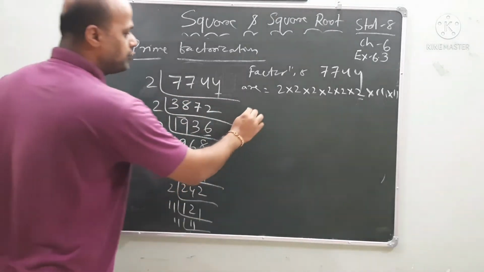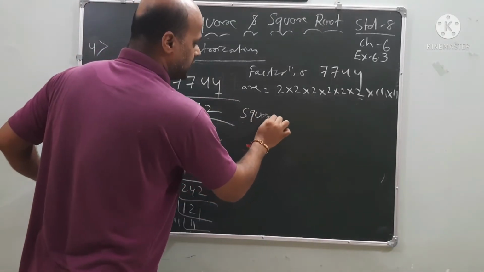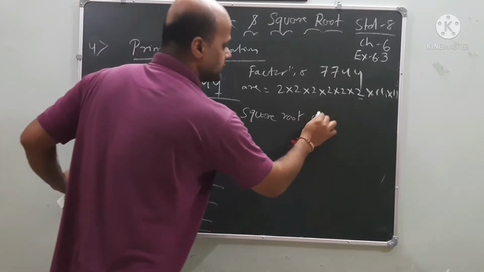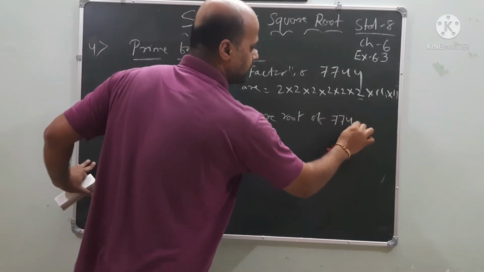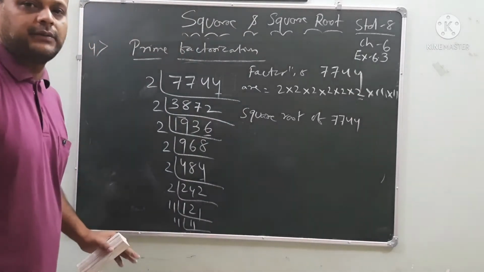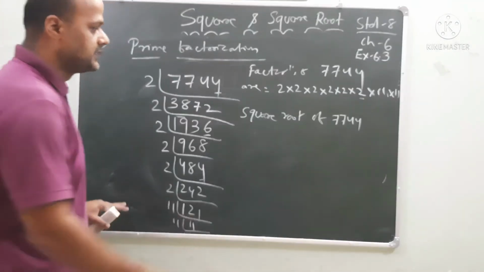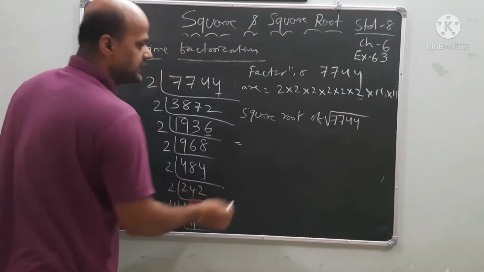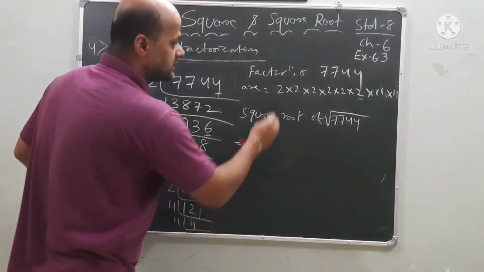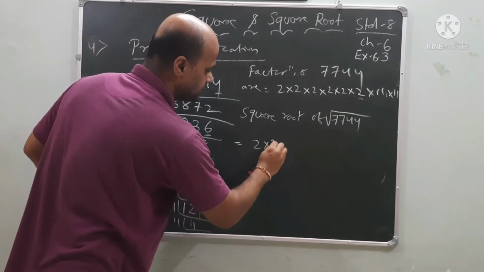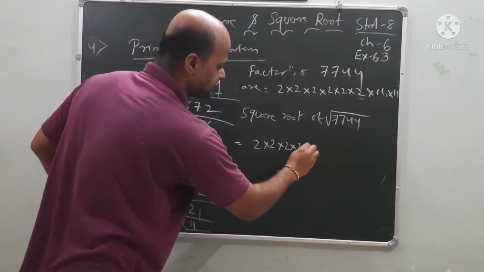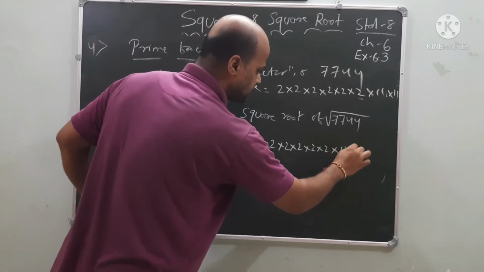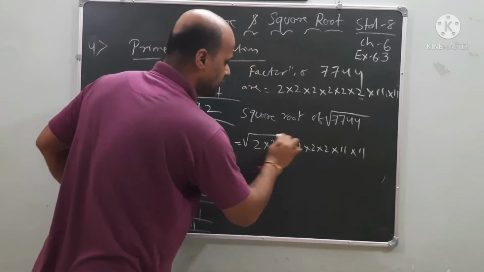But what is the square root of 7744? Tell me, my dear friends. Yes, you have to write the numbers. Square root of 7744 is how much? Write the number again. 2 into 2 into 2. How many 2s? Six 2s. Very good. And how many 11s? Two 11s. Very good. Now put the square root symbol.